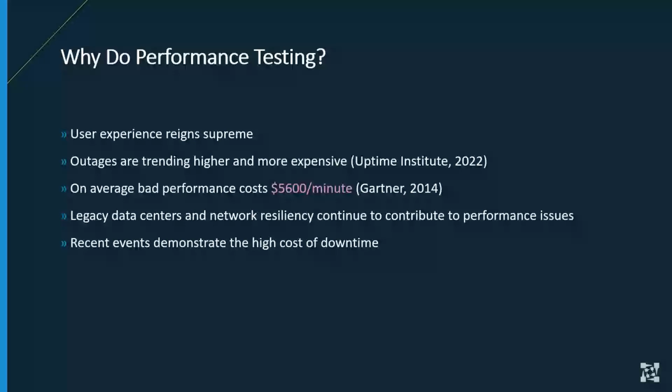That's actually an interesting trend, and that's a trend that goes back almost 20 years. So it seems like it's a consistent trend. It seems like something that has not been addressed sufficiently in the industry. And interestingly enough, it's still legacy data centers and network stability that are continuing to be the main contributors to driving these performance issues.